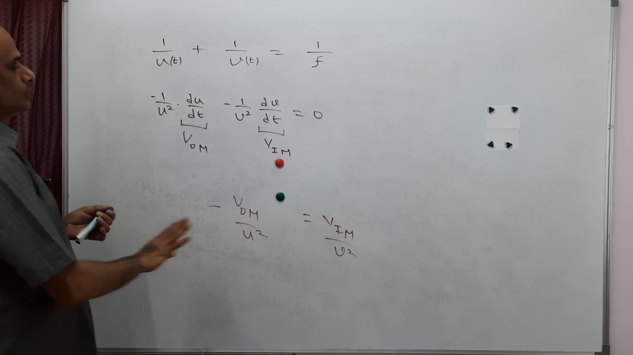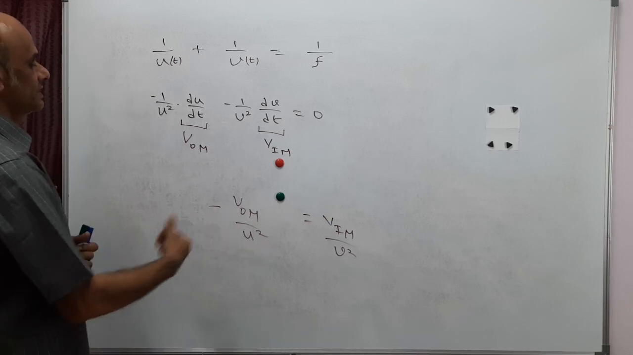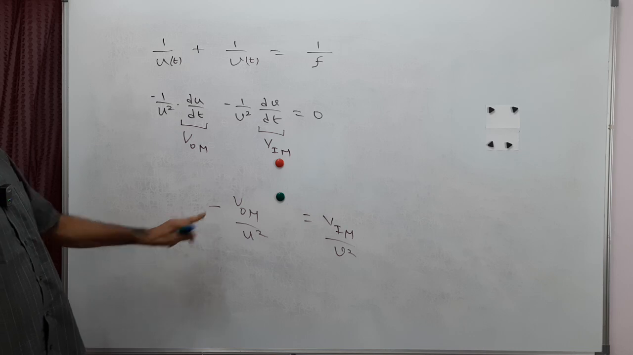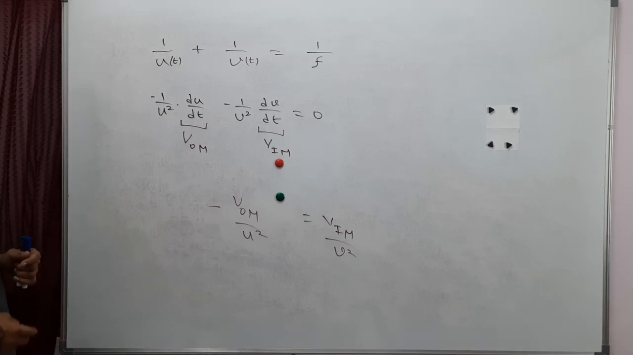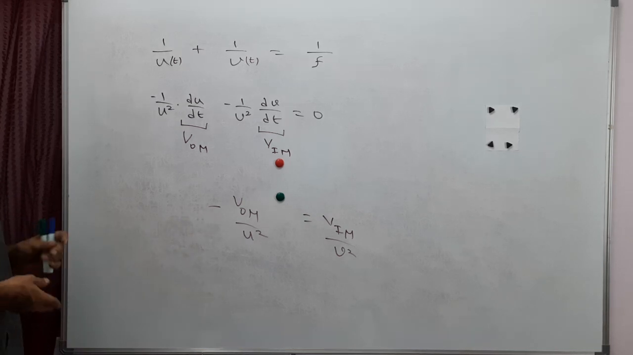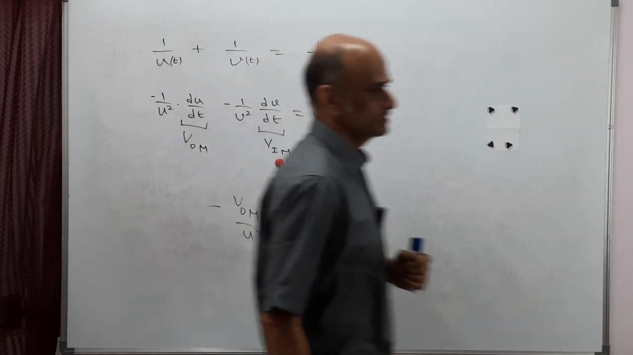When the object is moving towards the mirror, the image will move away. So that is indicated by this negative sign. With this understanding, you can solve this JEE Advanced question.